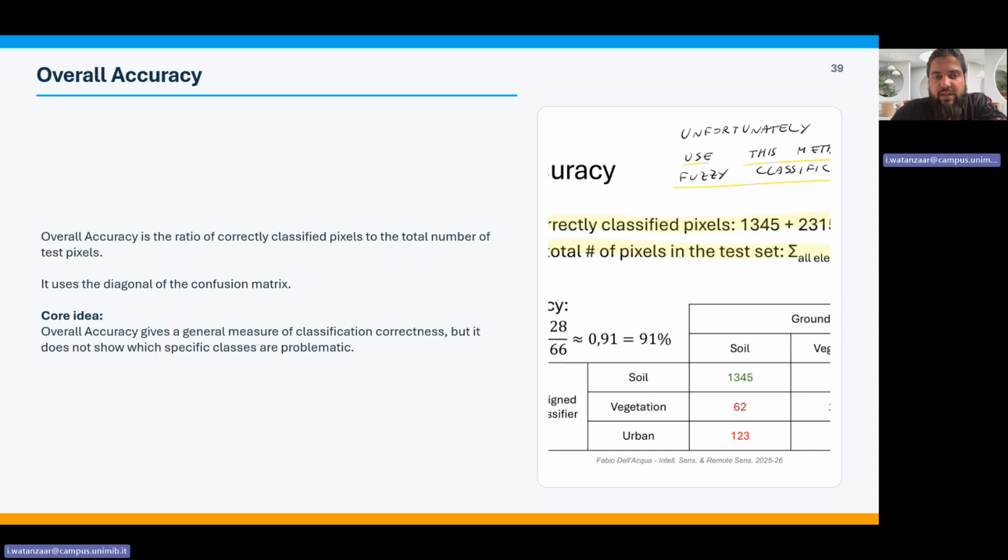Now, one of them from the confusion matrix we can find is overall accuracy. The overall accuracy is mainly the ratio of the correctly classified pixels, which are on the diagonal, to the total number of pixels. So we divide them and that is the overall accuracy, and here is the formula also. From that we can find a percentage, multiplying by 100. So it uses the diagonal of the confusion matrix only. The core idea is a general measure of classification correctness, but it does not show which specific classes are problematic. So this is one of the general parameters we are deriving from the confusion matrix.